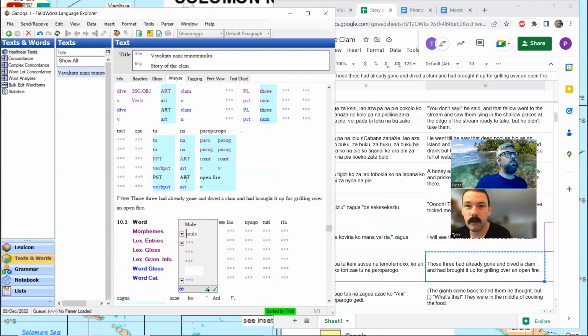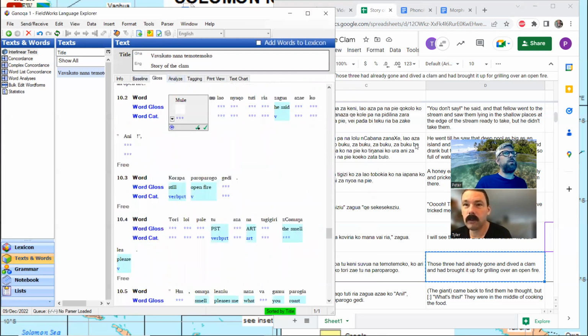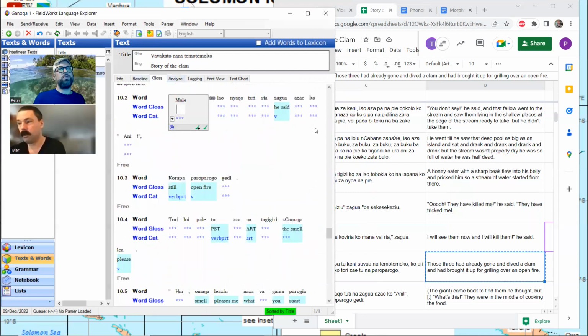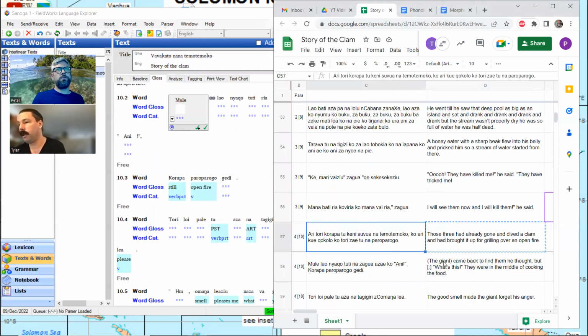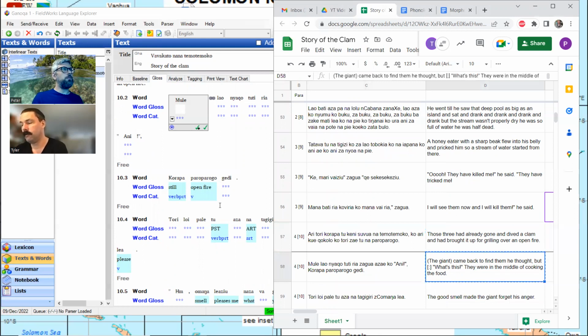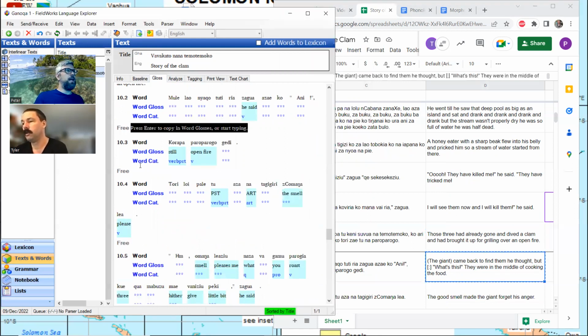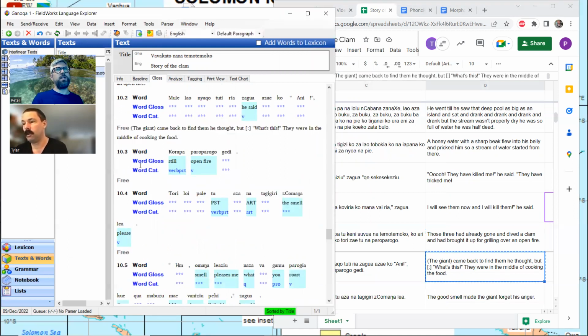I'm going to select this word mule so I can go back to our gloss and be right at the next one we need to do our translation for. Giant came back. There's that Lao, and he's coming back to find them. I have a different guess for where we're getting coming back in that sentence. Okay. But good. I do think Lao is a motion verb.